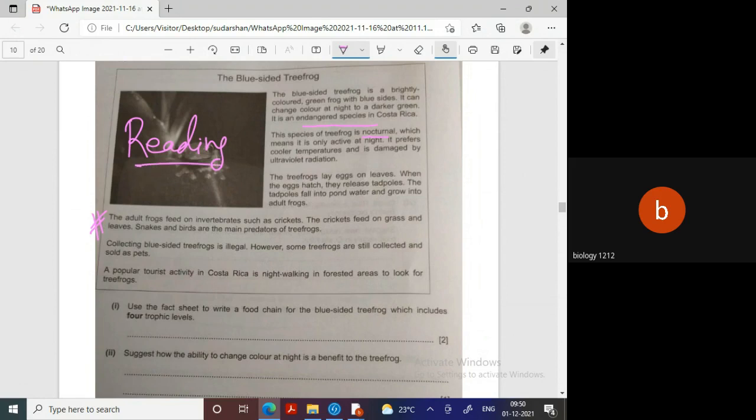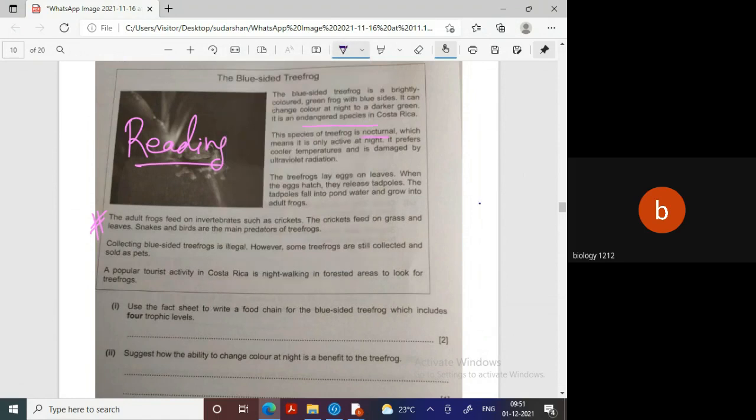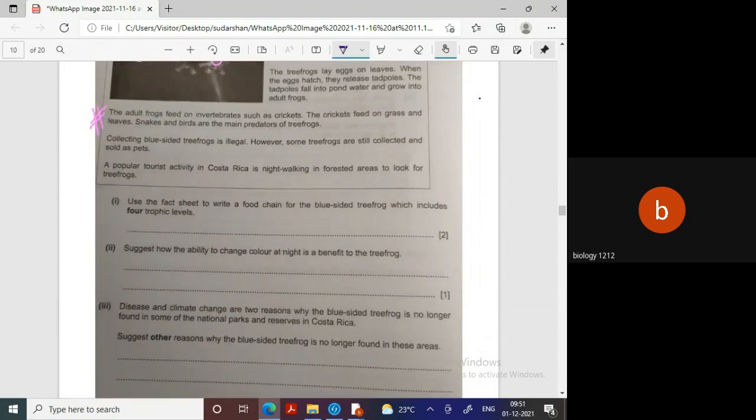If you read the paragraph and mark the important terms, it would be very easy for answering the questions. Let's see the first question. Most of the answers you will find in the paragraph only. The first question says: use the fact sheet to write a food chain for the blue-sided tree frog, which includes four trophic levels. If you read the third last paragraph, you can easily find out the answer. So let's check the answer.